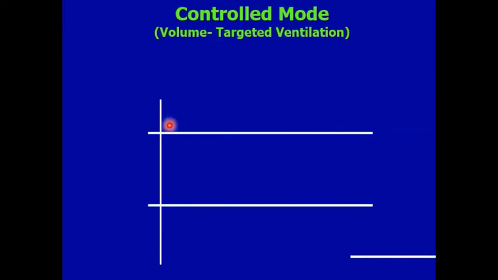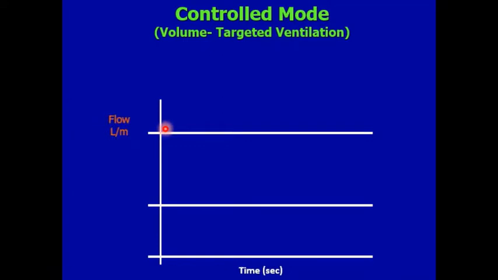In controlled mode, that is volume control ventilation, we have this constant flow. So this constant flow, and there is an exponential rise in pressure.